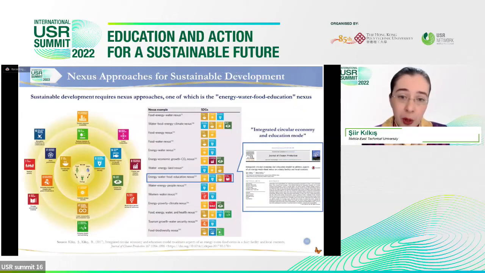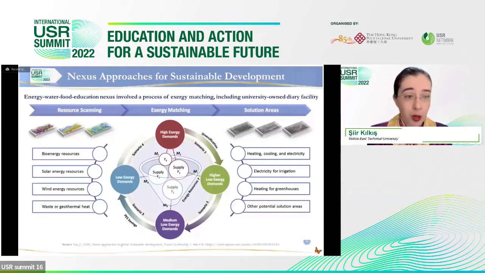In the different nexus approaches that we need for sustainable development, the energy, water, food, education nexus is also important. And in this paper from Nature Sustainability, the energy, water, food, education nexus has been emphasized. And this is based on what we have done in the university courses, so what I have shown before on participatory education to transform the universities.